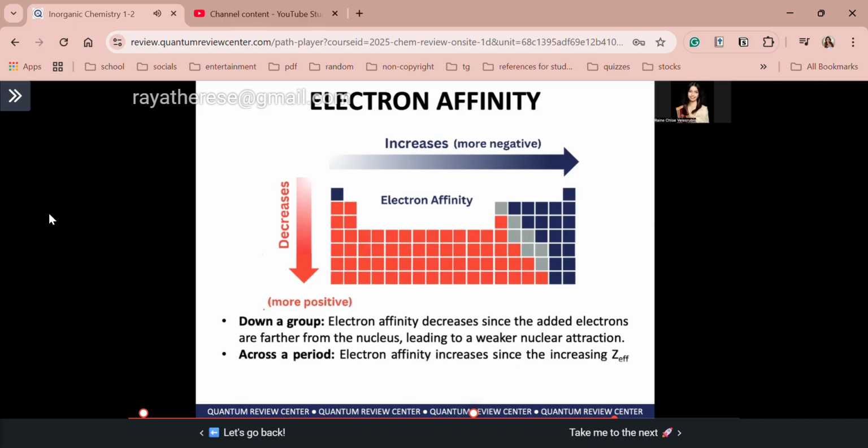Okay, moving on. Across a period, EA increases naman or becomes more negative due to the increasing effective nuclear charge, which means across a period, may stronger nuclear charge ka that can more easily attract another electron to an atom.